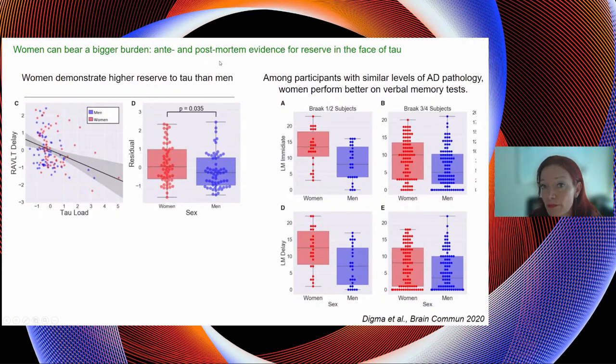This is shown from antemortem and postmortem evidence for reserve in the face of tau. You can see here the relationship in men and women between tau load and memory performance. If we take the residuals from this relationship, we can take that as a reflection of reserve. We can see that these residuals are higher in women than men, which illustrates the fact that women demonstrate higher reserve to tau than men. Also, among participants with similar levels of AD pathology, women show higher verbal memory performance compared to men.